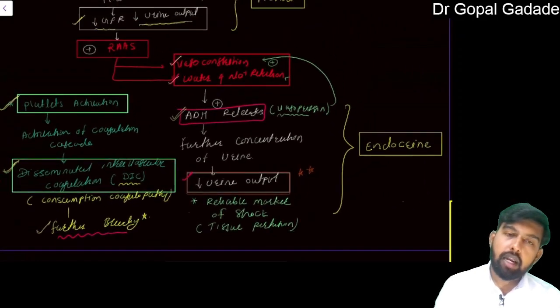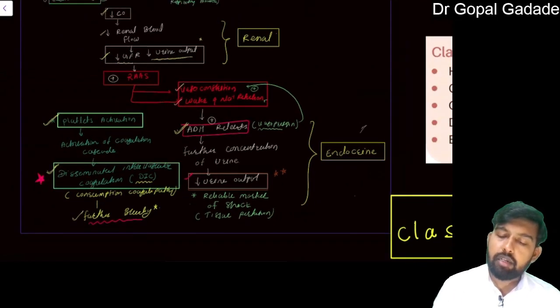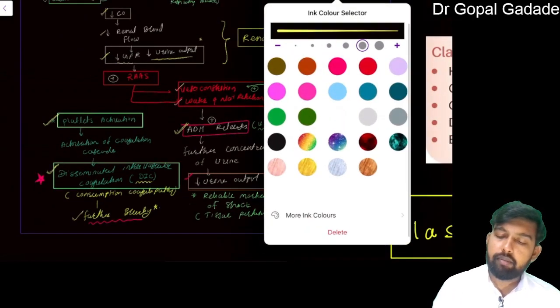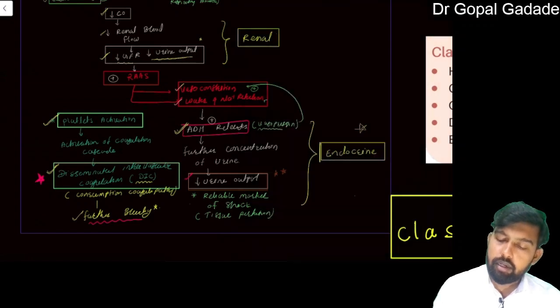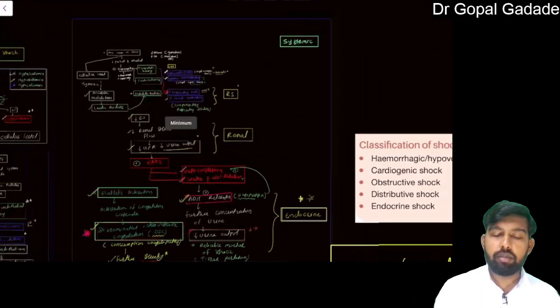And so the activation of the renin-angiotensin system and the stimulation of the ADH hormone contributes to the endocrine manifestation of the shock. So this is all about the systemic manifestation of the shock.